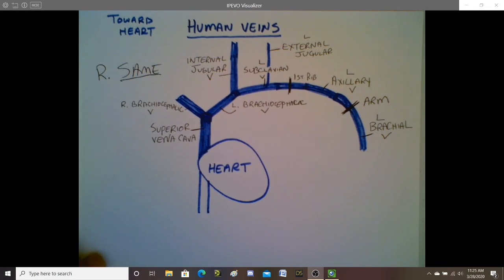Alright. And so that takes care of the upper extremities veins. So just make sure that you are practicing saying the entire name. Left axillary vein, right subclavian artery. Okay?